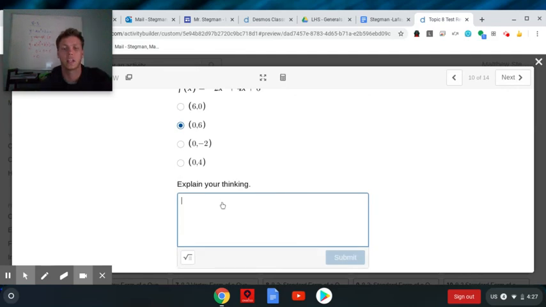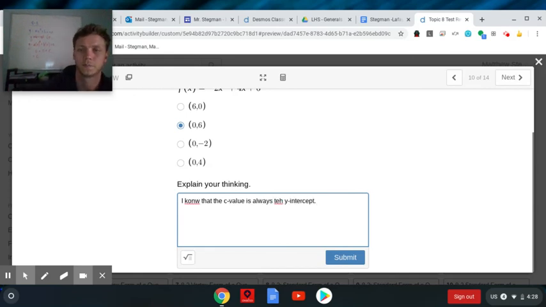Explain your thinking. And you can just say something as simple as, I know that the c value is always the y-intercept. Okay, and I would take that.